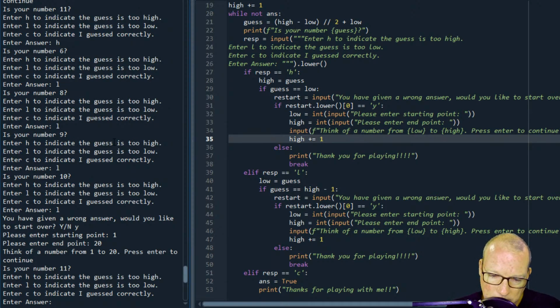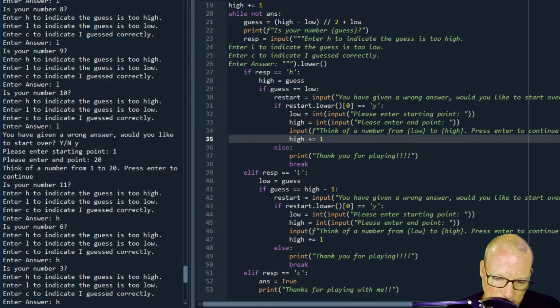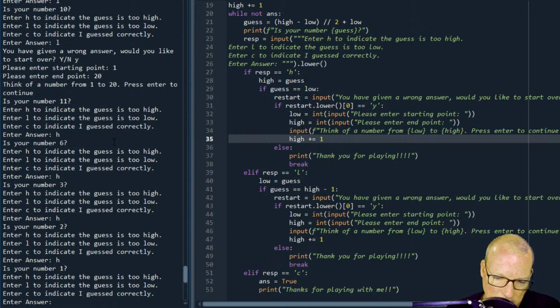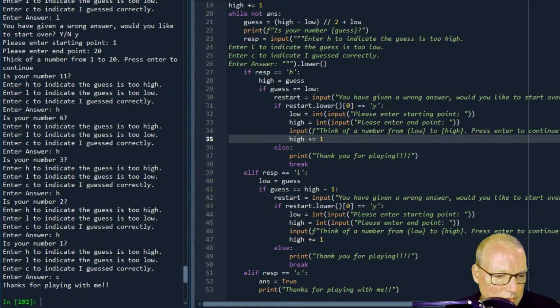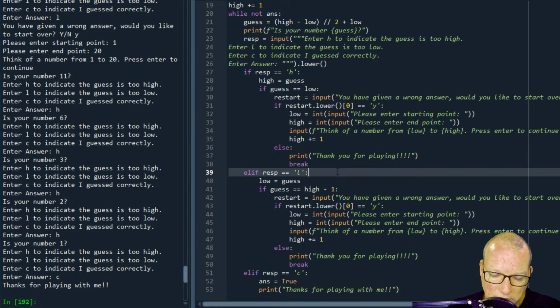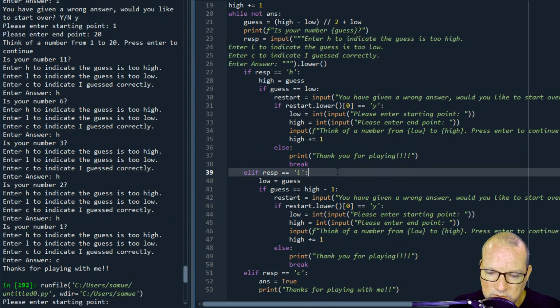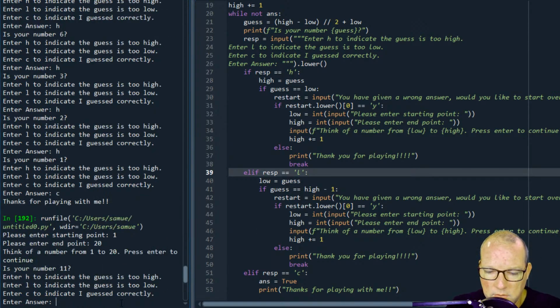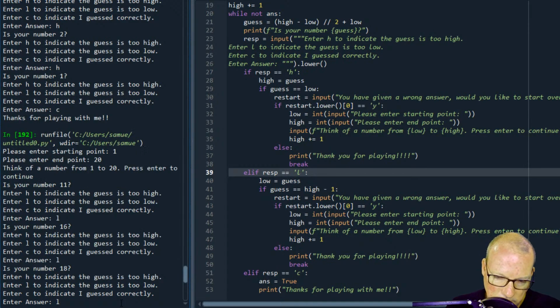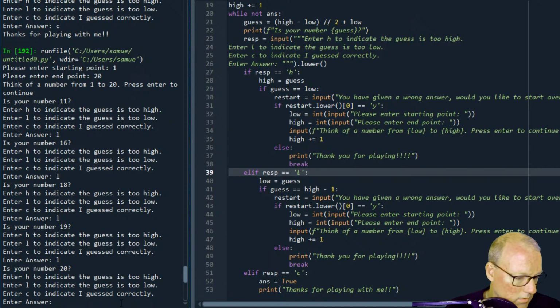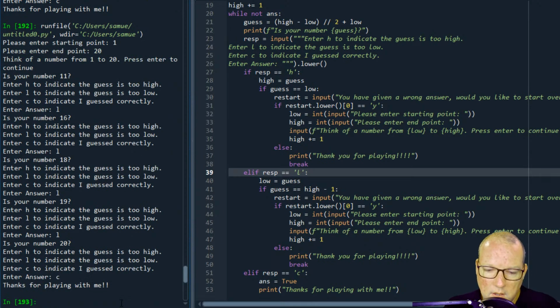Now let's test this path. Let's use 4. No, how about we use 1? Let's use 1. So this is too high, too high. Let's make sure everything is still working. Too high, and correct. And now let's do 20. Let's make sure we can get both endpoints. So we guessed 1 and we guessed 20. Starting number, ending number, too low, too low, too low, too low, and correct. So that's the reason why we had to increment up one number.